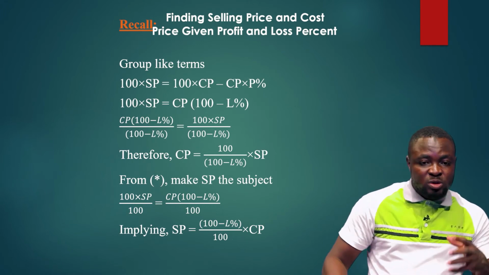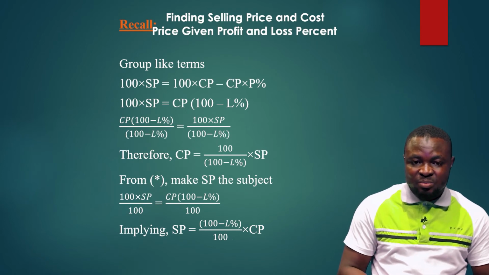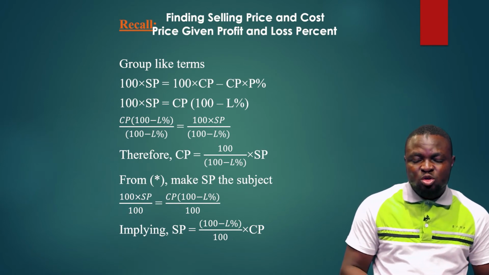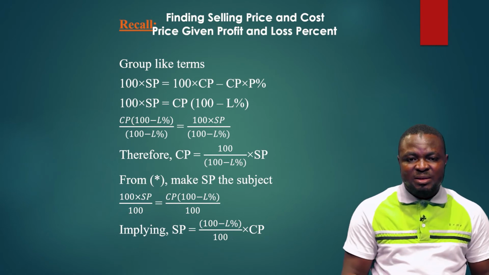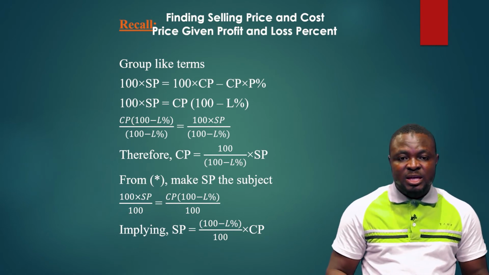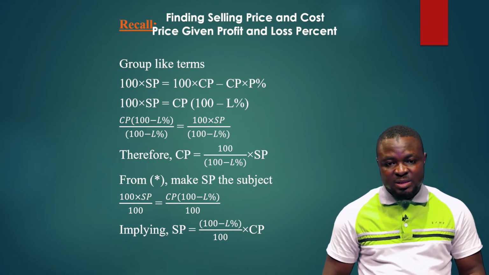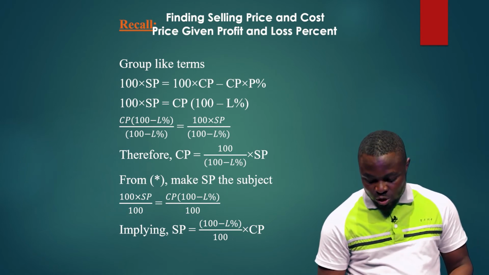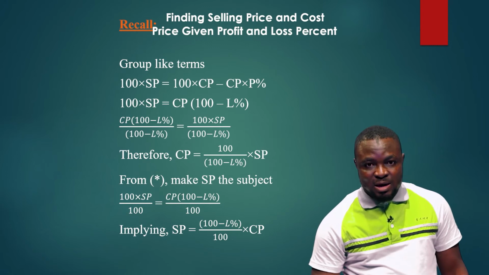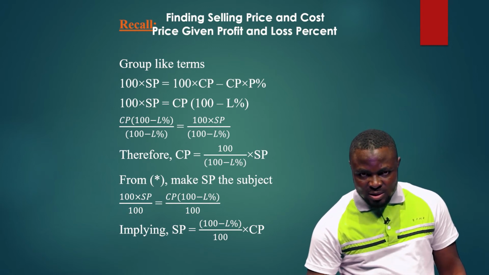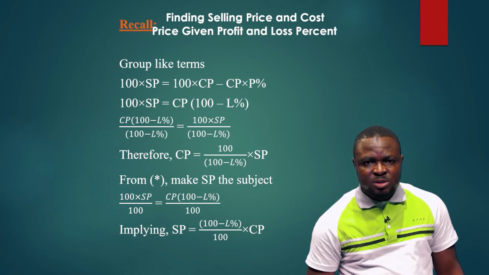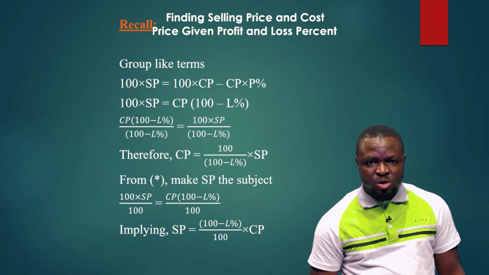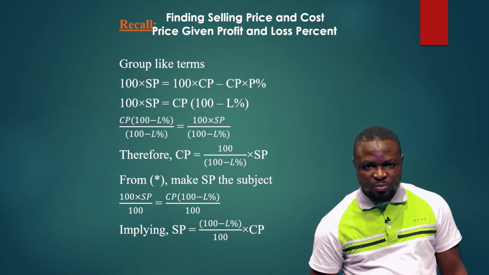Here, you also take the reciprocal to get the selling price. So the selling price should be equal to the numerator, which is 100 minus loss percent divided by 100. Then you multiply that by cost price. So that's how to deal with questions involving loss percent and profit percent.